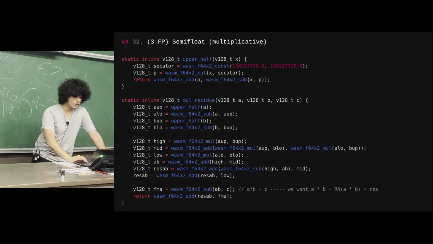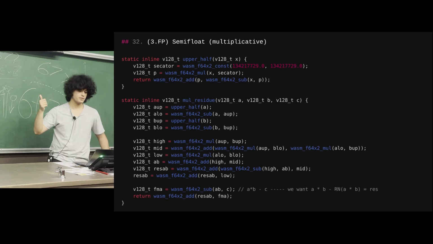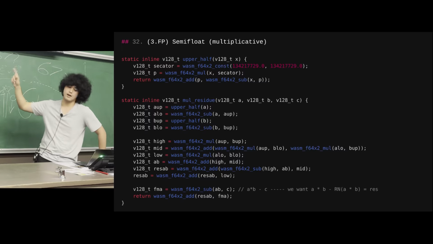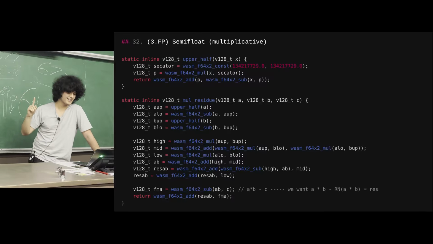So what does the mul residue actually look like? This is one of Dekker's algorithms. It's another EFT like 2-sum. So this whole thing is still branchless, but I mean, it's very ugly. There's more than 15 floating point operations in here. So it must be much slower than addition, but we'll benchmark it, we'll see.